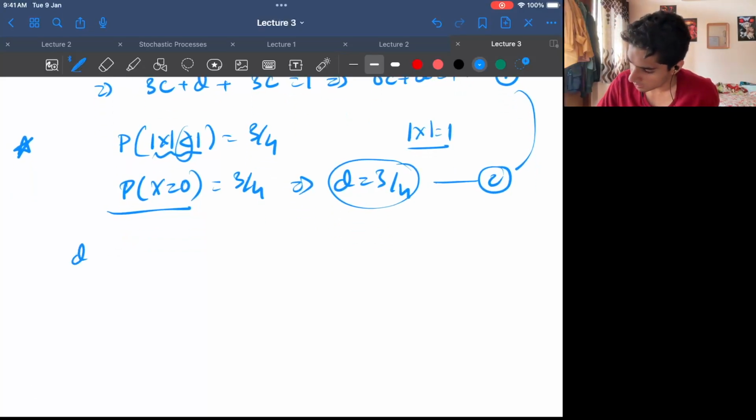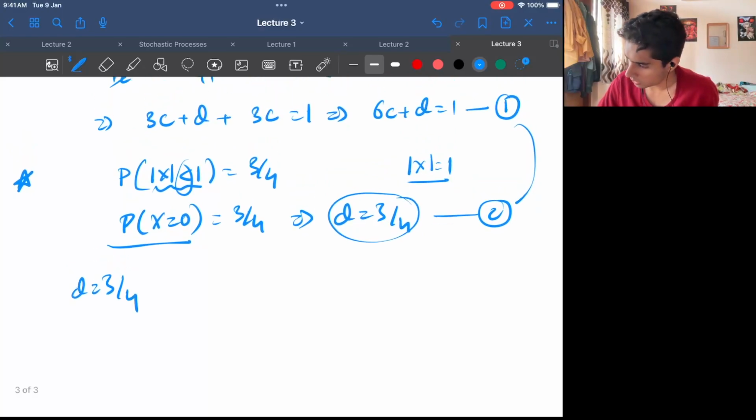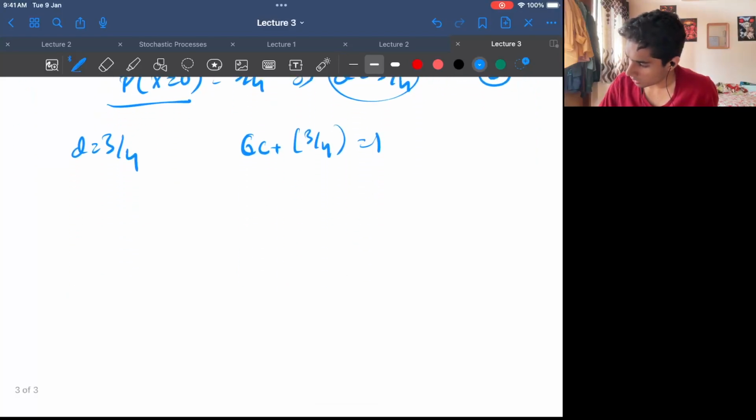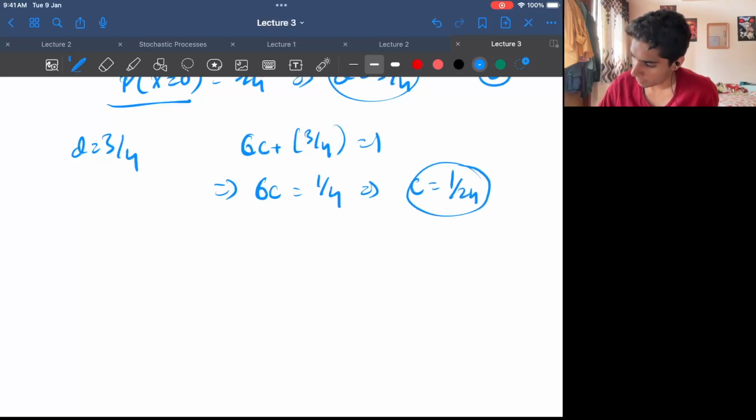So if d is already given to you as 3 by 4, and you know that 6c plus d, which is 3 by 4, is equal to 1, now what you can do is 6c is equal to 1 minus 3 by 4, which is 1 by 4, and hence c is equal to 1 by 6 times 4, which is 24. Right? So c is 1 by 24 and d is 3 by 4.